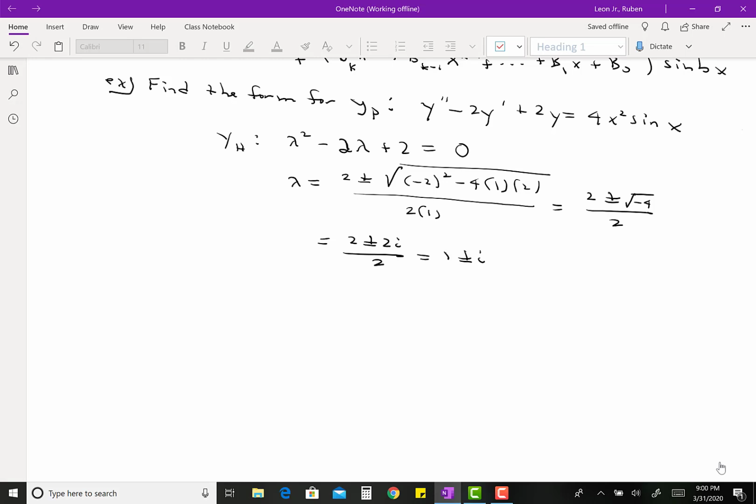Remember from section 4.2 that our homogeneous solution is e to the x, from the real part of the roots of the auxiliary equation, times c1 cosine of x, from the imaginary part. And we're also going to get an e to the x times c2 sine x. So we'll combine that idea by factoring out the e to the x. So from section 4.2, there's a solution to the homogeneous case.